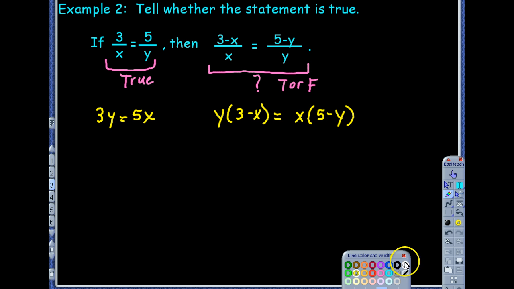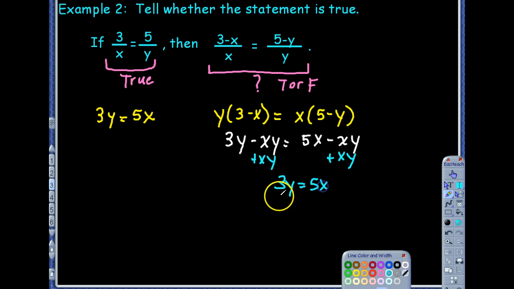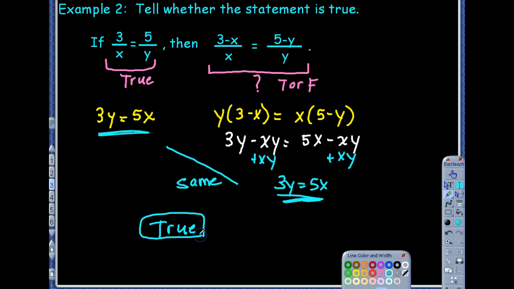Perfect. This kind of looks similar to something we did before. Yeah, it does. When I distribute, I'm going to get 3y minus xy is equal to 5x minus xy. And I notice on this one there's a negative xy on both sides. So if I added that to both sides, I end up with 3y equals 5x. And they're exactly the same. So what did I do here? I've proved that this is true. As long as those equations are identical, it's true.